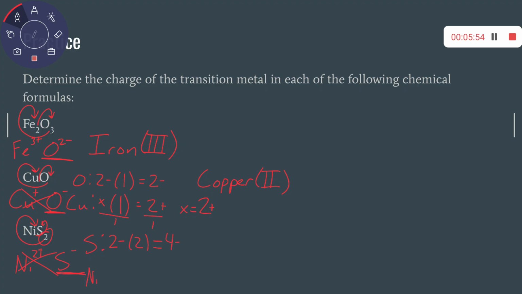Now with my cation, I know I have to have a total charge of 4+ to get to that overall 0 net charge. I only have 1 nickel, and its charge is unknown. And so now I do algebra to solve for my charge. 1x equals 4+, divide both sides by 1. That means that x equals positive 4, or 4+. So this is a nickel 4 cation.